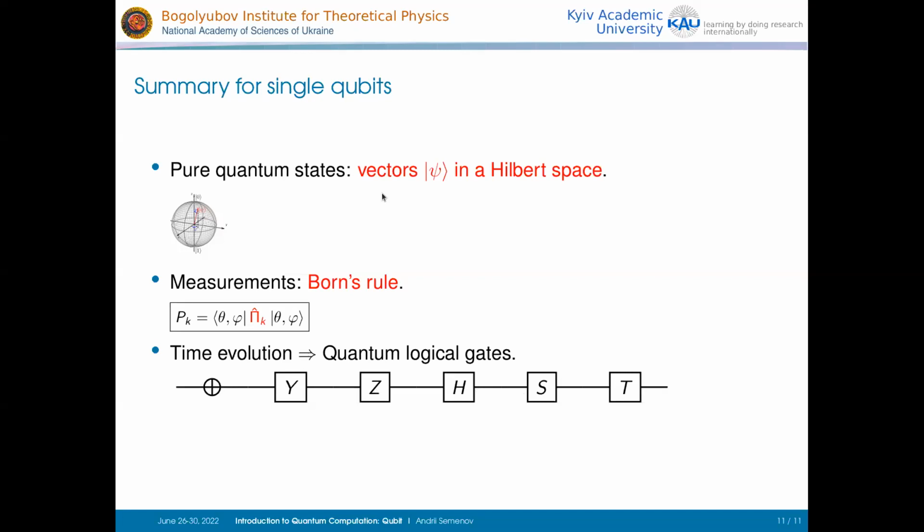So, three things again. Pure states are vectors. Measurements are given by the Born rule. Time evolution is the Schrödinger equation, and its particular solutions lead us to quantum logical gates. So this is the end of this part of my lecture about the qubit, and maybe I will answer some questions.